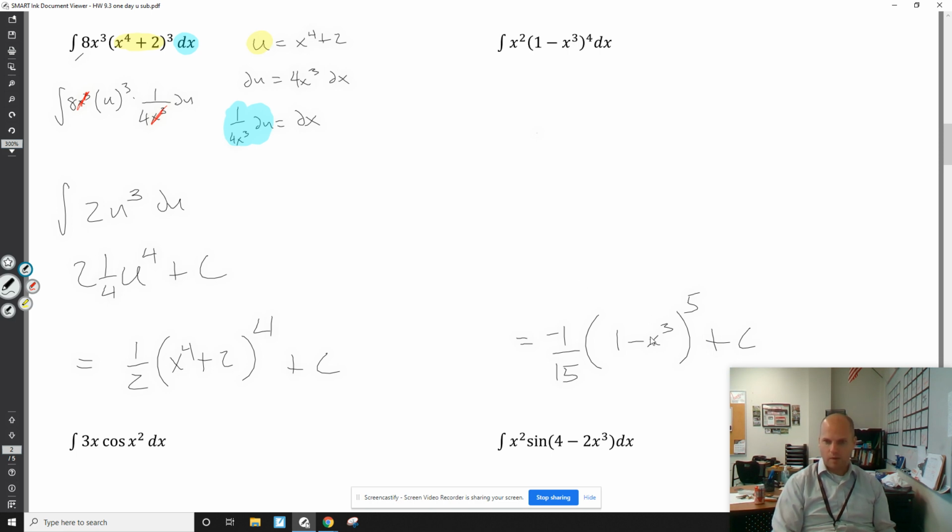The 5's going to come down. We're going to take the derivative of the inside. I'm going to get a negative 3. A 5 and a negative 3, boom, 15. It's negative, boom, that's what I want. And I have an x squared, so this is what I'm going to get.